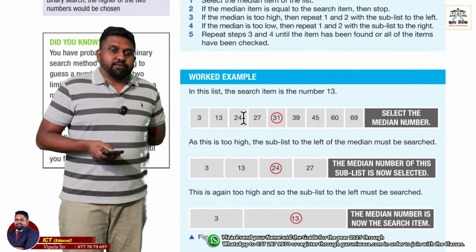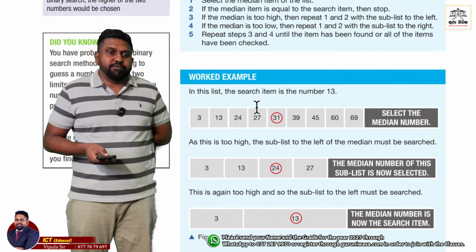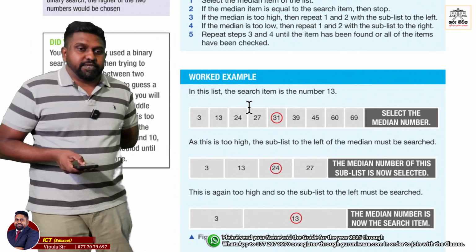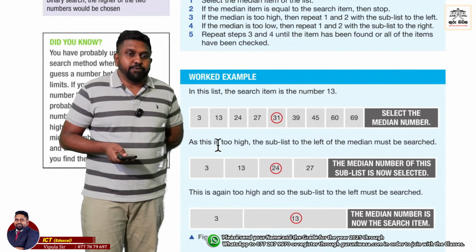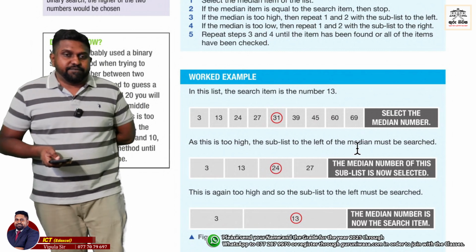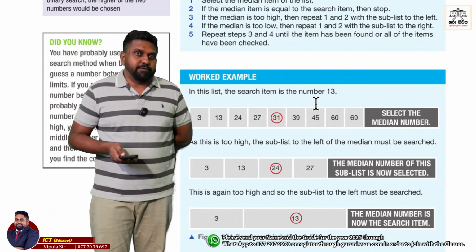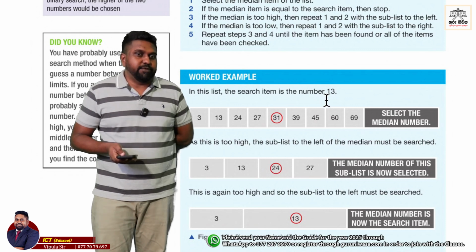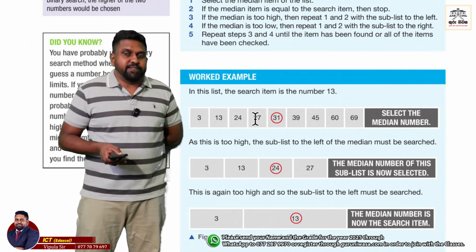Okay, so now when you get the median number, what you get is 3, 13, 24 and 27, right? So now we are looking for 13. As this is too high, the sublist to the left of the median must be searched. Then we got 31, we are looking for 13. So that means this particular part has to be searched.